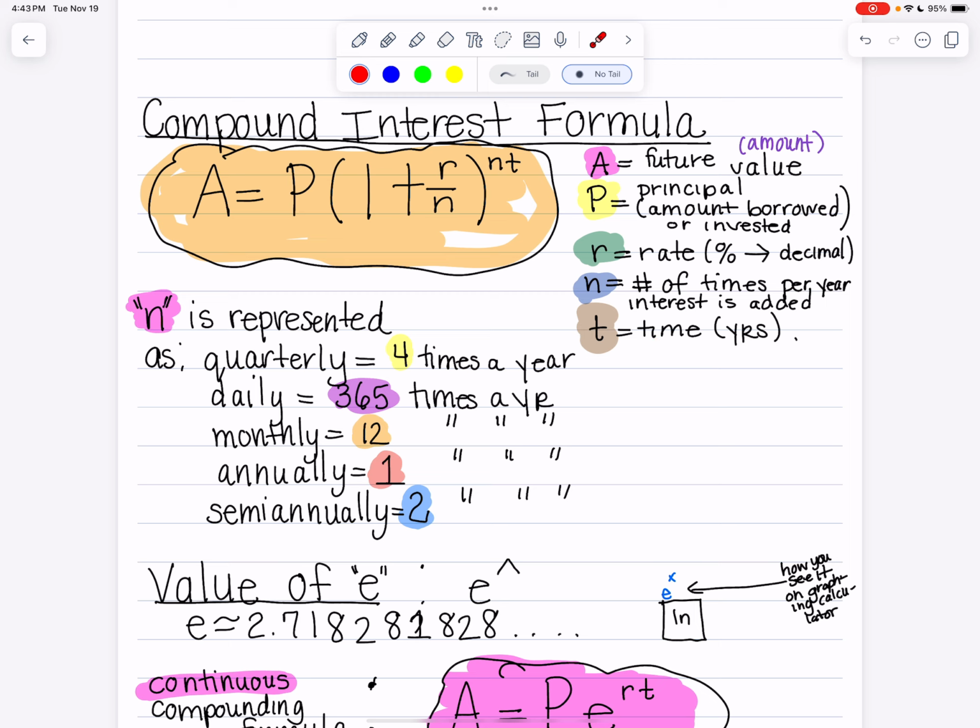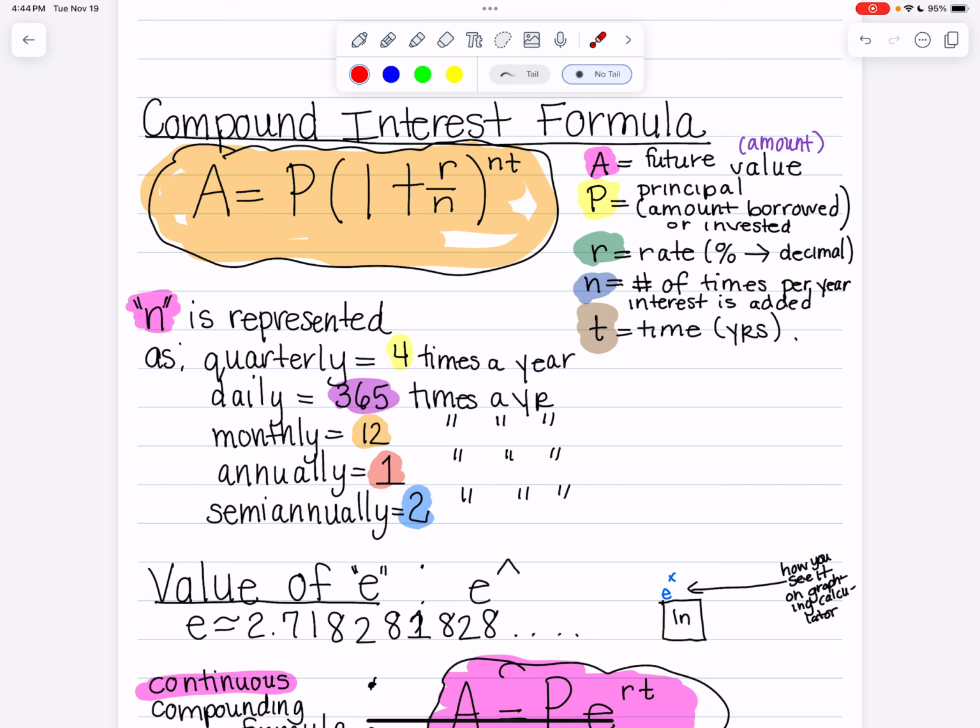Okay? Over here, n has some key words: quarterly, daily, monthly, annually, and semi-annually. The numbers that I have highlighted beside each word represent n. So when you see that word in a problem, you have to use that number. So here, quarterly is 4 times, daily 365, monthly 12, annually 1, and semi-annually 2.